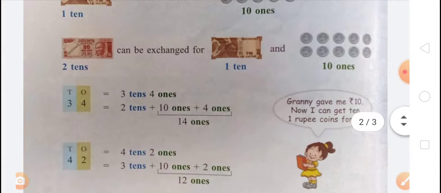Now you can see here 4 tens plus 2 ones. That is 3 tens plus 10 ones plus 2 ones, that is 12 ones. So 3 tens plus 12 ones, that is 42. Granny gives me 10 rupees. Now I can get 10 one-rupee coins for it.